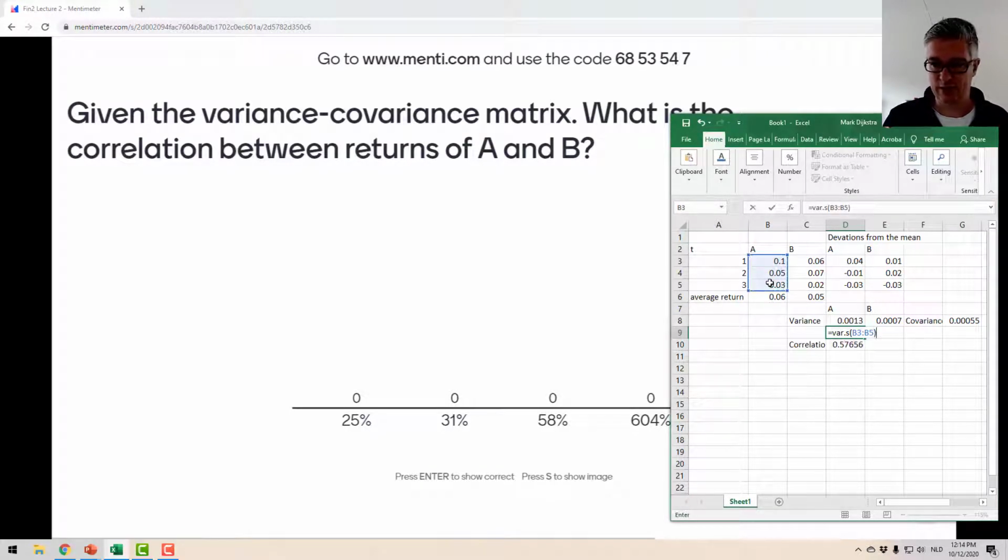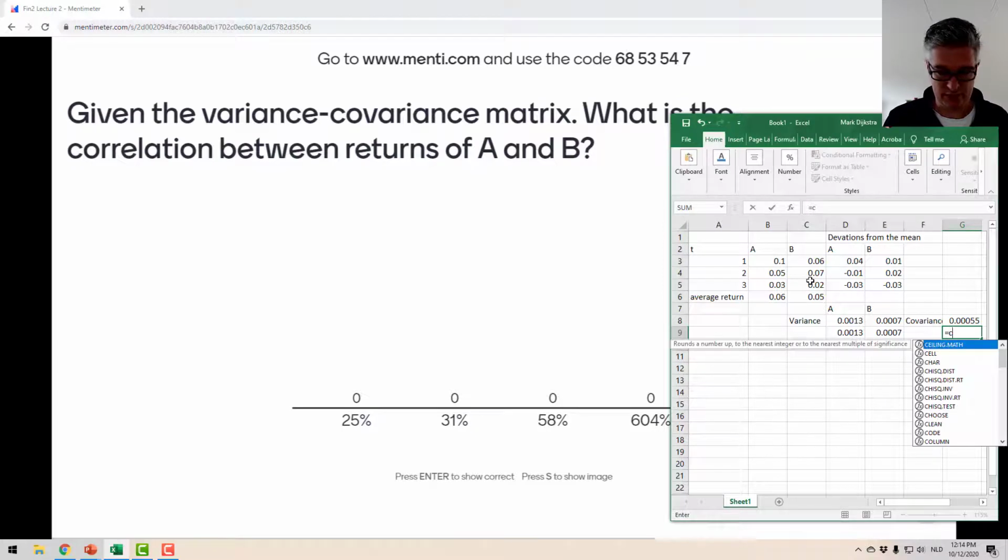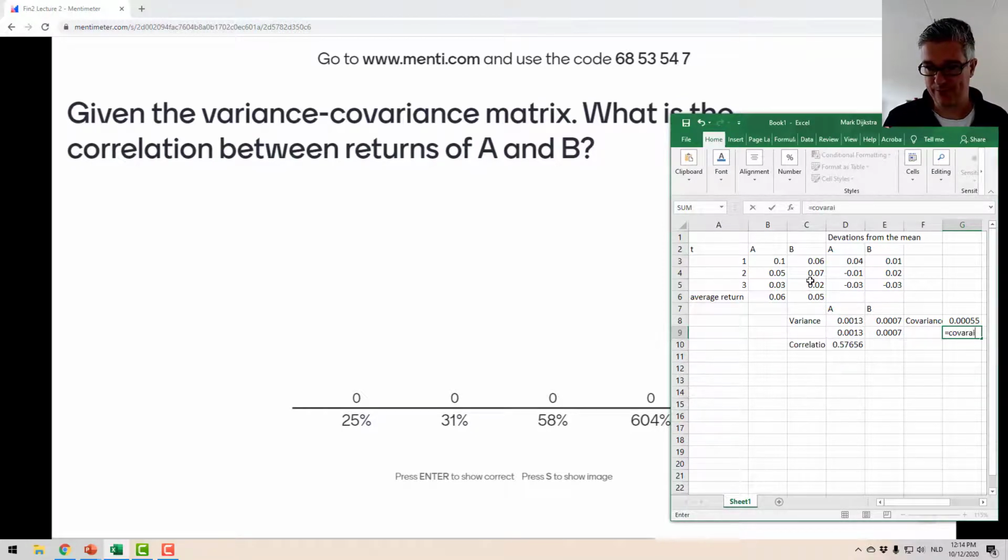So let's see if this gives us the same number for the variance. Indeed it does. And for B, we can look at if we find the same, and indeed it does. So we can also do the same for the covariance.